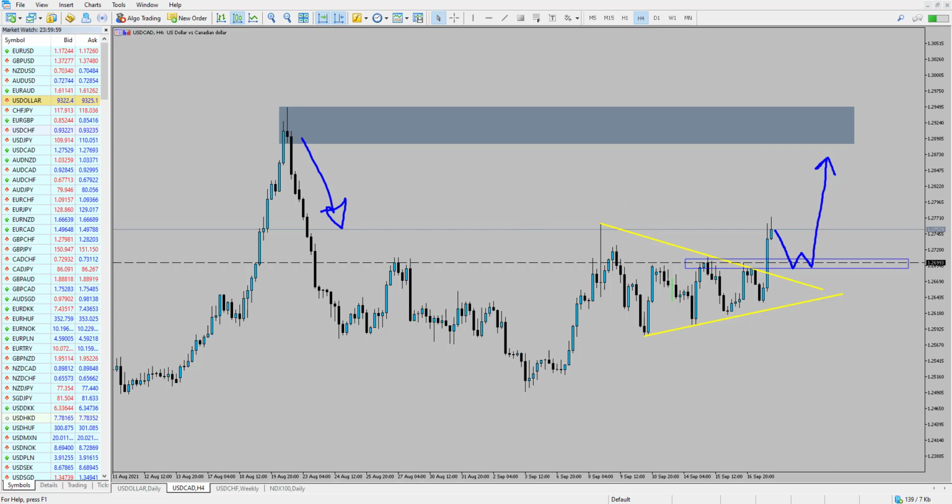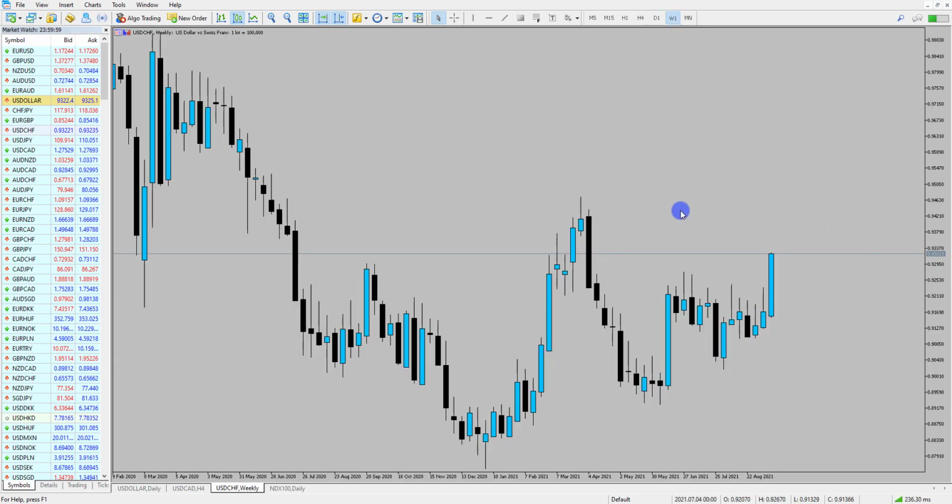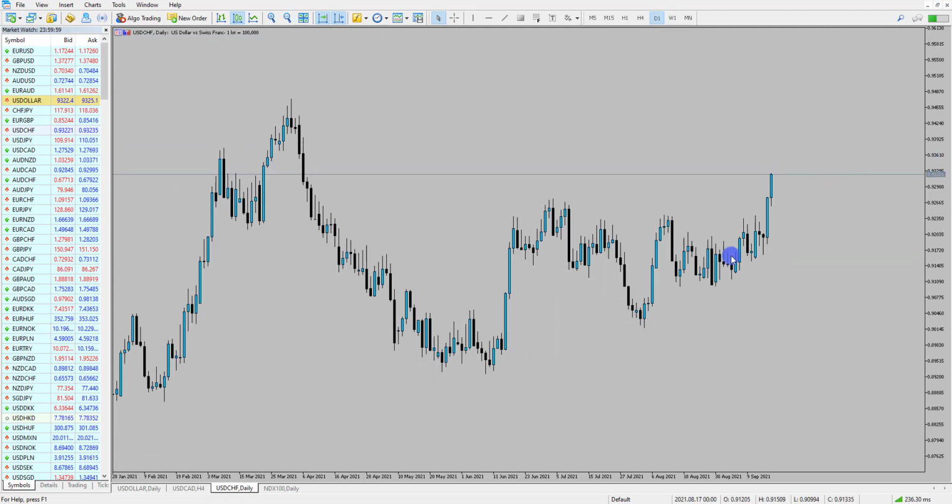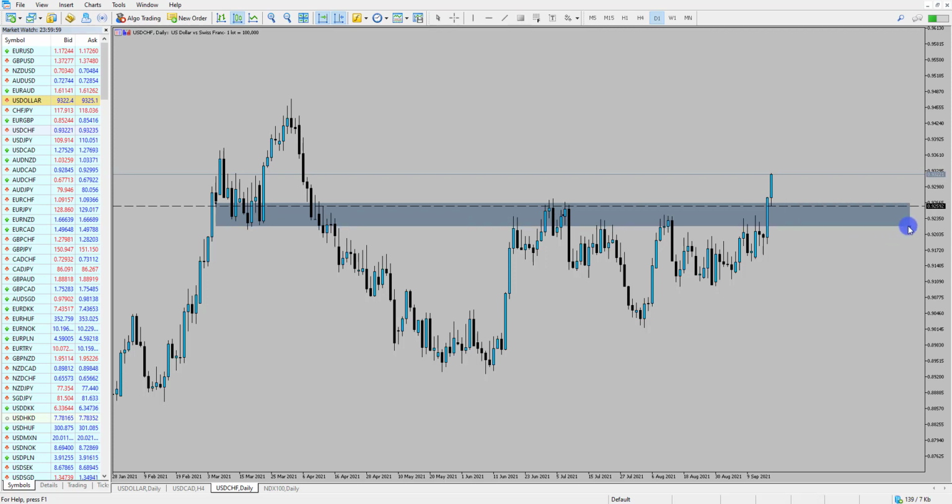in the past. Finally then, dollar Swiss, another market that we could capitalize on again going into next week. The market looking very bullish on the weekly time frame. If I go into the daily time frame, we can see that again, very similar to dollar CAD, we've broken out of a significant area of support and resistance. If I just look left, you can see this huge zone through here.